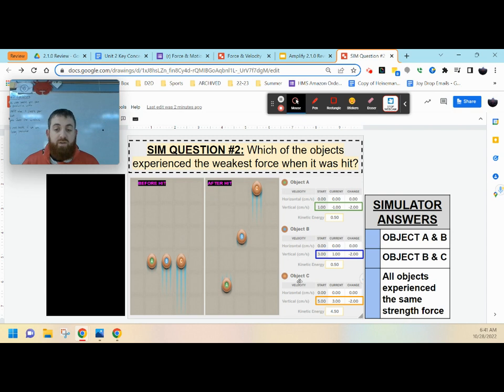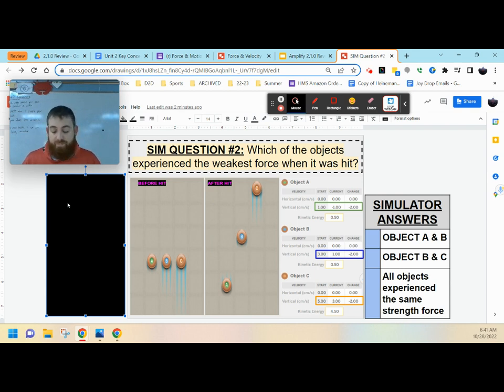So looking at our objects and their velocity, we need to decide which objects experienced the weakest force. Was it A or B, B and C, or they all experienced the same? Take a second, select your answer, pause the video, and come back to the video when you're ready to go over the answer.